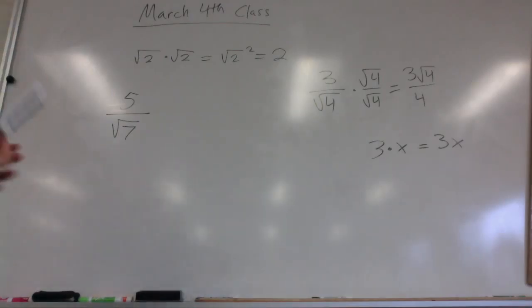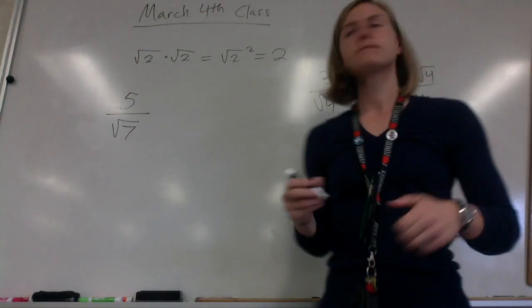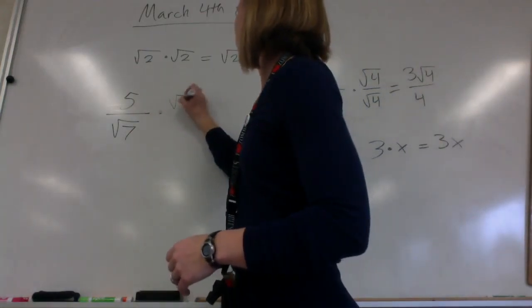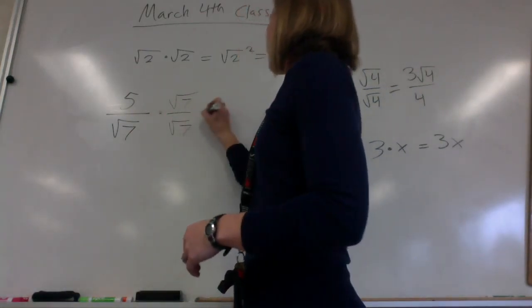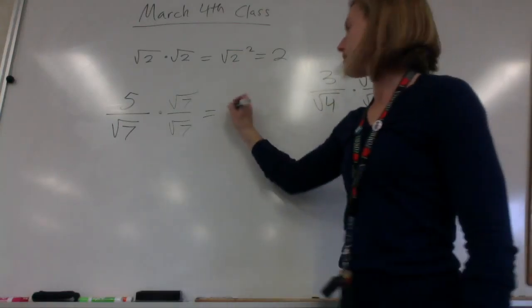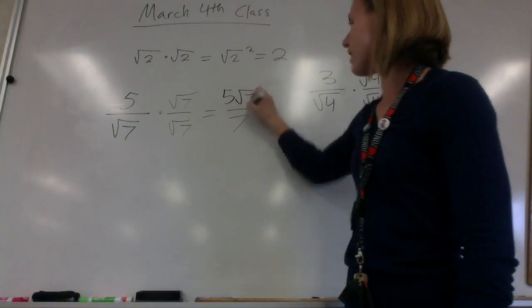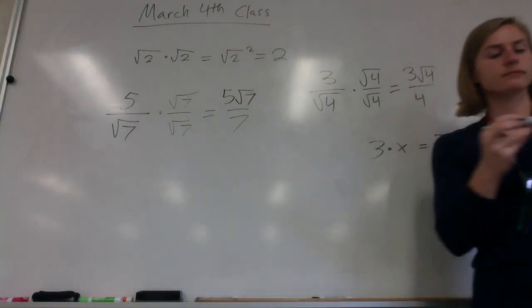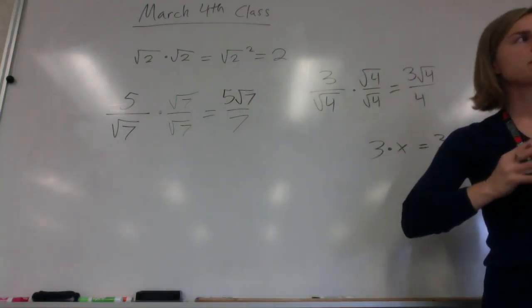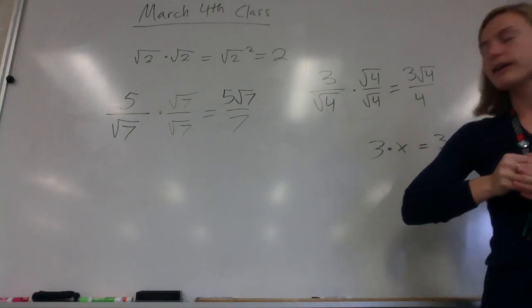All right, what do I want to multiply it by? Square root of 7 over square root of 7. Absolutely. What's the bottom? 7. What's the top? 5 square root of 7. That's it. How do we feel with this? Confident. Not too bad?